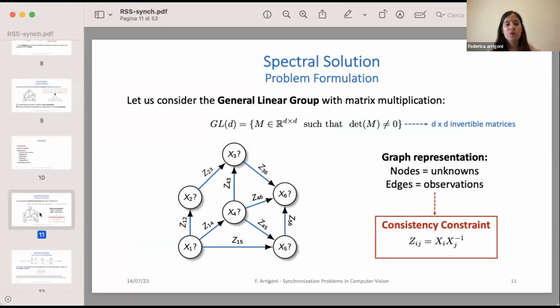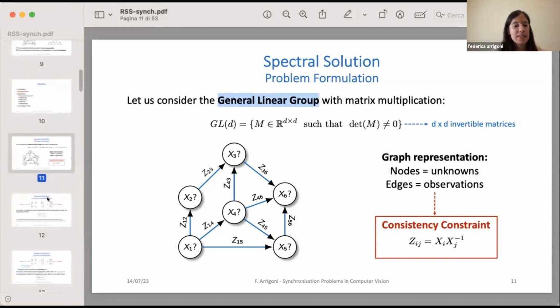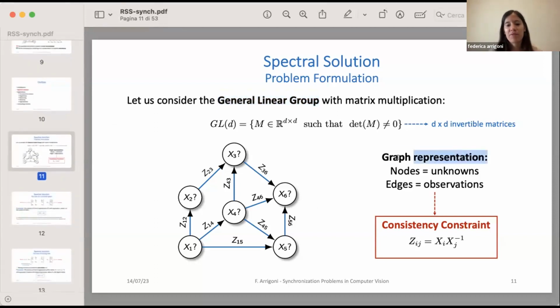For explaining this solution, I will focus in particular on matrix groups, hence groups that have a matrix representation, since they are very common in computer vision. And in particular, we will start with the case of the general linear group, which is the set of invertible matrices of a given dimension that we call D. As before, we have our graph representation where nodes are the unknowns, edges are our observations, and these are related by the consistency constraint, where here we have the product of a matrix and the inverse of the others.